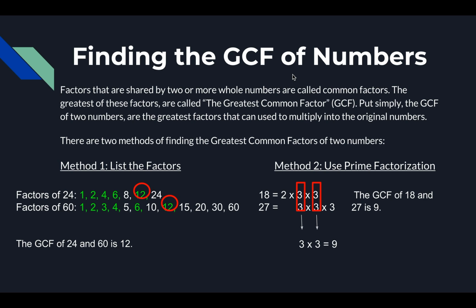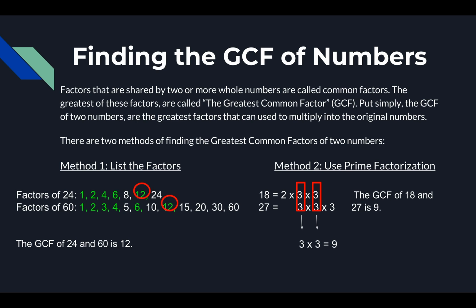Okay, so factors that are shared by 2 or more whole numbers are called common factors. The greatest of these factors is called the greatest common factor. Put simply, the GCF of 2 numbers is the greatest factor that can be used to multiply into the original numbers.